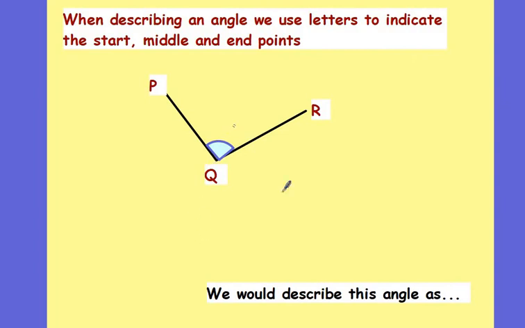So a quick recap of notation. We can label an angle by its start, middle and end point. For example, here we've got an angle. I've given you P, R and Q. If we start at P, just because we normally do it in alphabetical order, go down to Q and then back up to R, we can call this angle PQR.